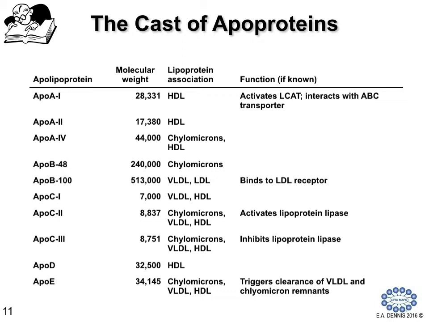Other apoproteins are distributed among the lipoproteins. I call your attention here particularly to ApoC2, a small apoprotein, but it has a particular activity of activating lipoprotein lipase, and ApoC3, a similarly small apoprotein, inhibits lipoprotein lipase, an important enzyme that we will consider later in this lecture.